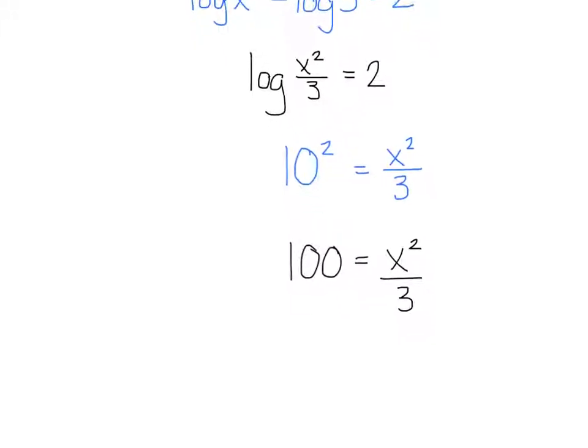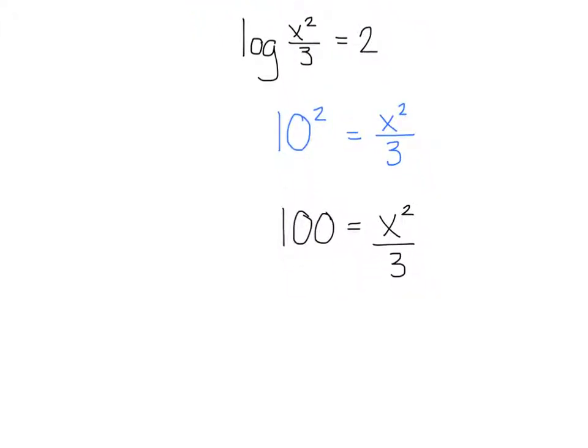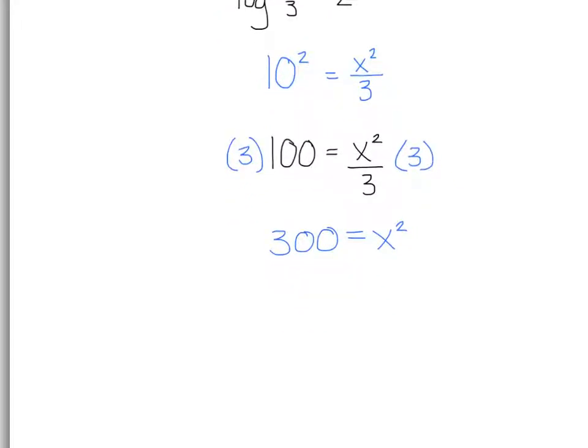Okay, what should we do with the 3? Multiply it to each side. So we get 300 equals x squared. How do we get x by itself? Square root both sides. So what's the square root of 300?